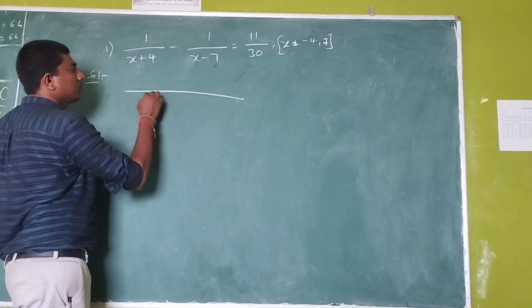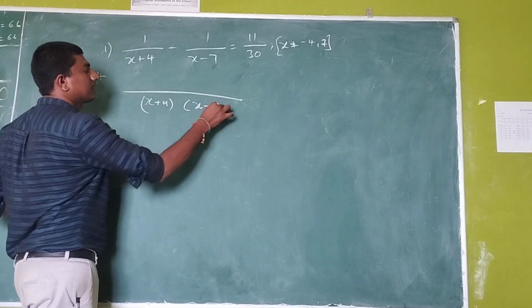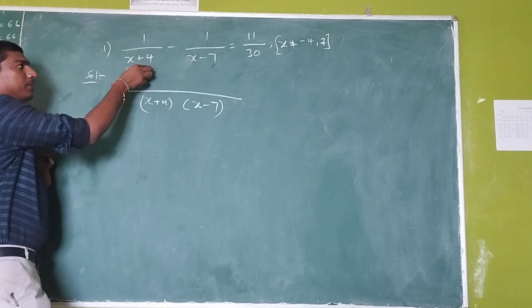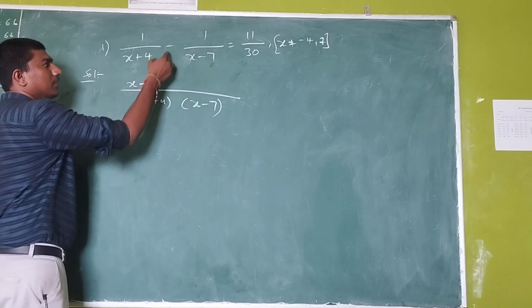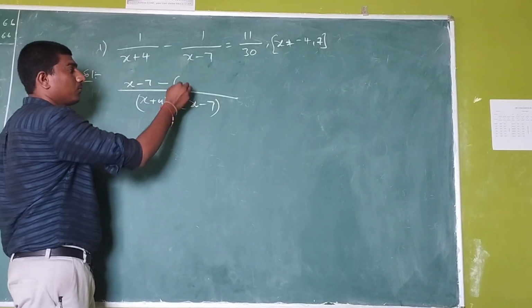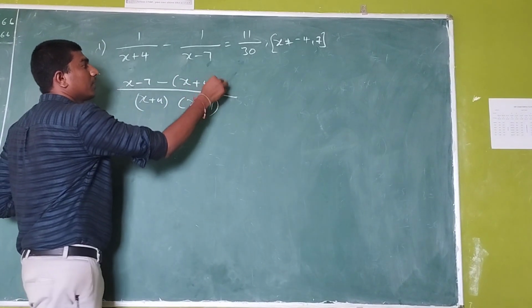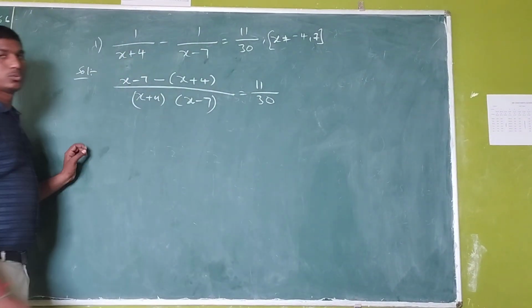First, what is the LCM? x plus 4 into x minus 7. So same thing, we have x plus 4, so we don't have x minus 7. You write it, but there is a minus symbol, so you write the minus symbol, and x plus 4, equal to 11 by 30. And now expand here.